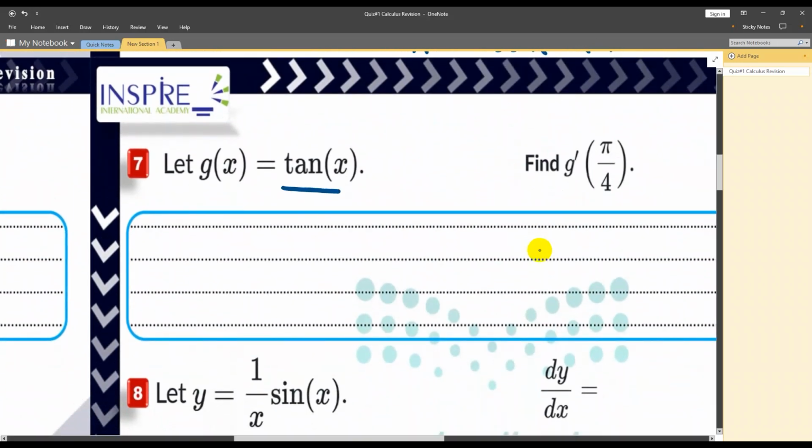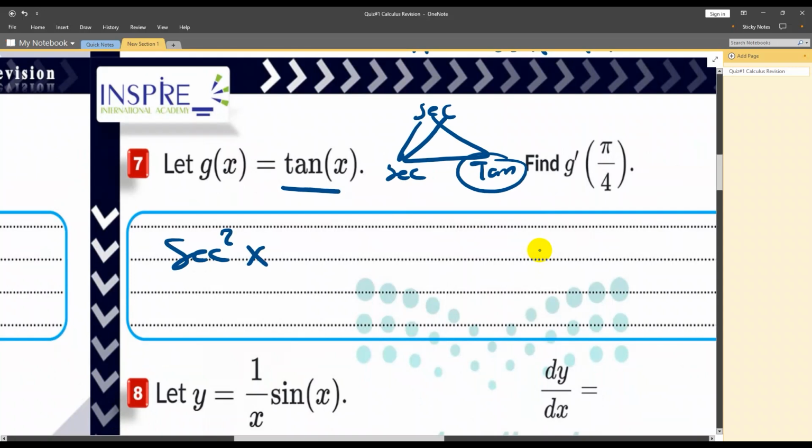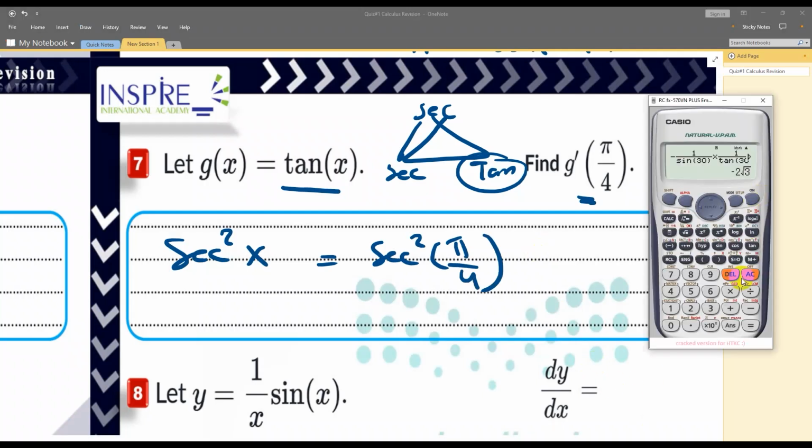Okay, the derivative of tan, remember the triangle, secant, tan. So the derivative of tan will be secant squared. So it will be secant squared x, but I need it at pi over 4, so I'll get secant squared pi over 4. Okay, to get it with your calculator, you will use the identity that secant is equal to the reciprocal of cosine. So I'll make it 1 over cosine pi over 4, which is equal to 180 over 4, which is equal to 45.